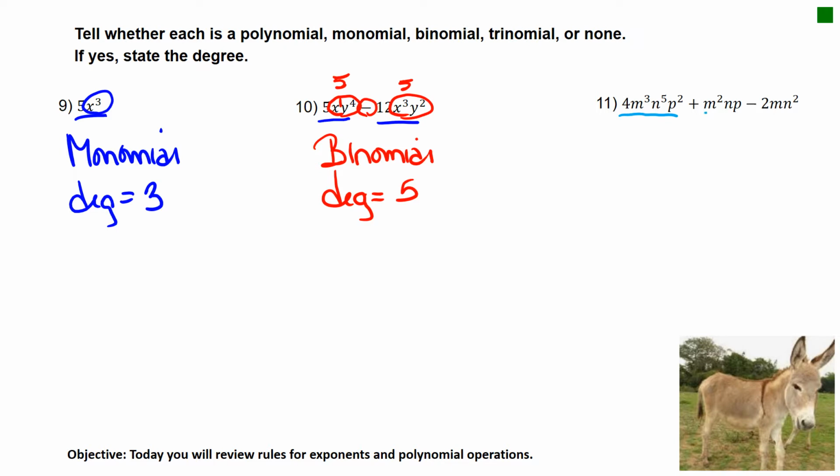Here's one stop. Here's one stop. Here's one stop. 3 terms is a trinomial. Let's add up how many variables each term has. 3 plus 5 is 8, plus 2 more, 8, 9, 10. Here, remember, this is a 1 and a 1. 2 plus 1 is 3, plus 1 more is 4. Here, remember, this is a 1 and a 2, which is 3. Biggest degree wins, so the trinomial has a degree of 10.